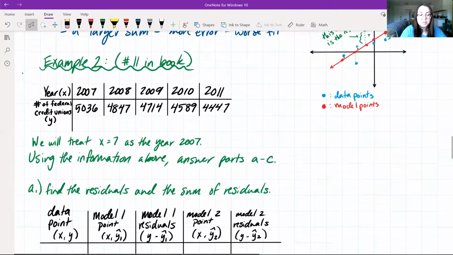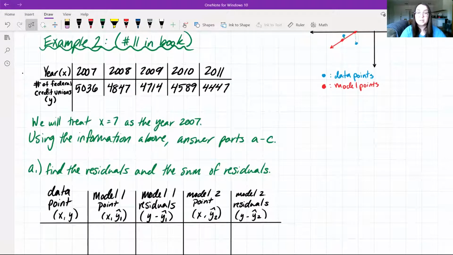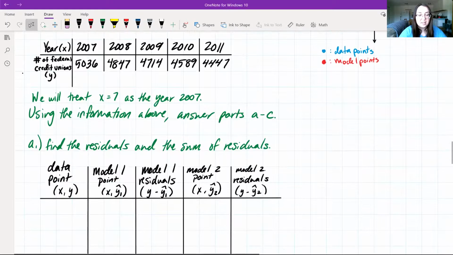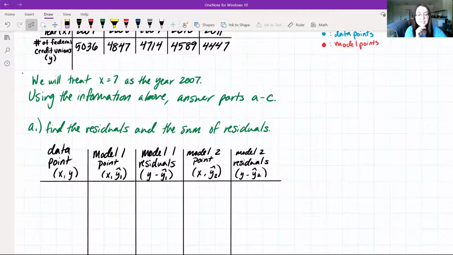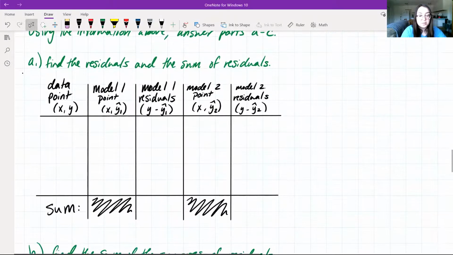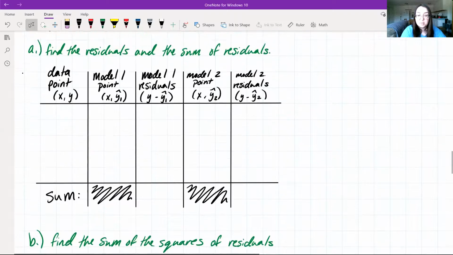So we're going to go on to another example, which is going to be number 11 in your book. This is example 2. And we have here a number of years, so we have years 2007 through 2011. And then we have the number of federal credit unions. That's going to be our y value. So we're going to treat x equals 7 as the year 2007. We're going to use this information above, and we're going to answer parts A through C. So for part A, we just want to find the residuals and the sum of the residuals.